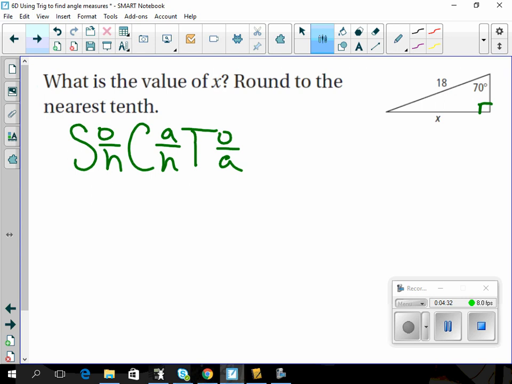So what's the 18? Opposite, hypotenuse, or adjacent? It is the hypotenuse. Excellent. So I'm going to label it as such.